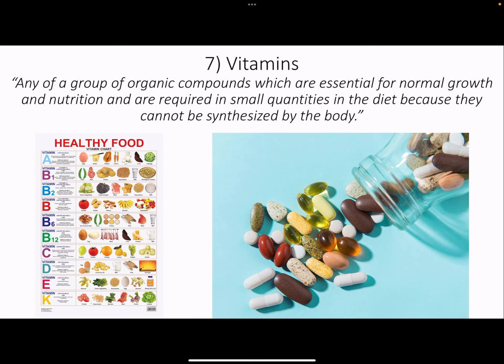Vitamins. Okay, so this section is a doozy. There's a lot of info here. This is probably what I changed more than anything else compared to last year's lectures. All right, so vitamins are really just defined as anything that's essential for growth, but which we can't make internally, so we have to synthesize it.